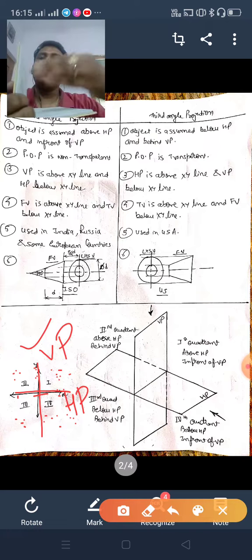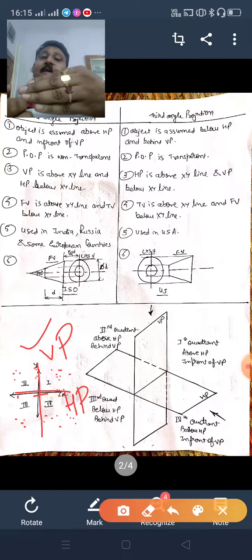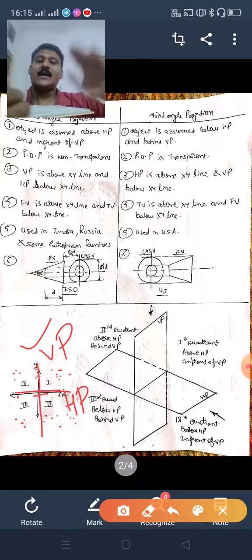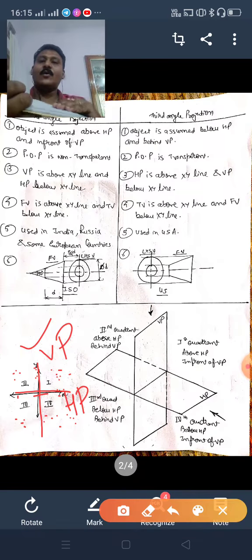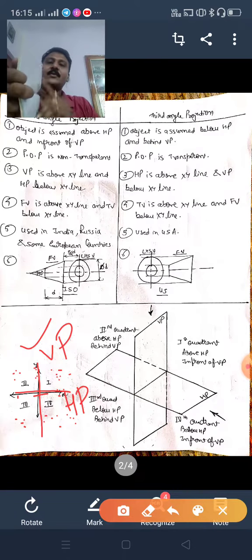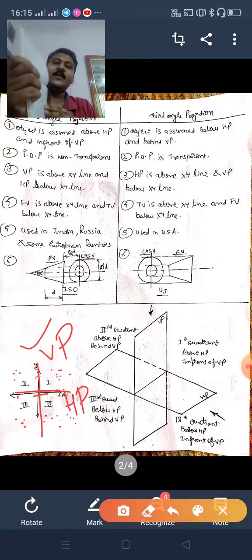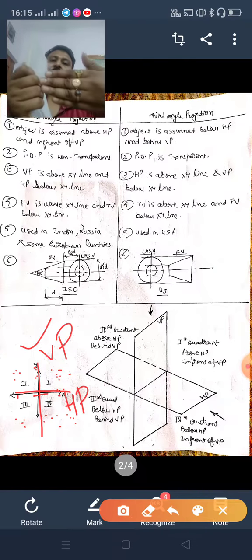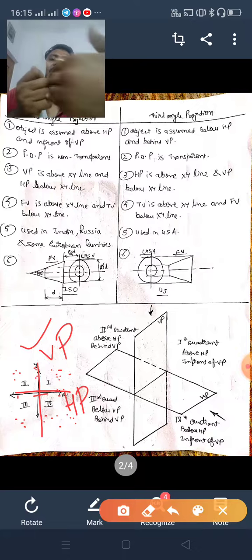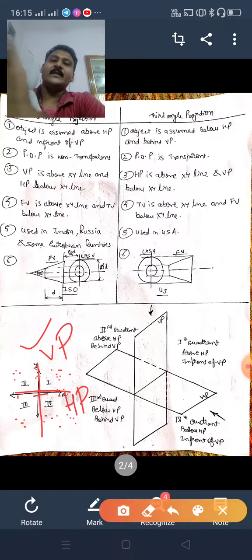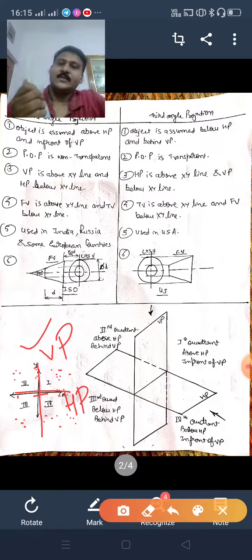So you have to rotate the profile plane anti-clockwise 90 degrees, and you have to rotate the horizontal plane clockwise 90 degrees. So this is the vertical plane, this is the horizontal plane, both are now in one plane, and this is the profile plane. Previously you were rotating it anti-clockwise 90 degrees, so this will come in front of this object.